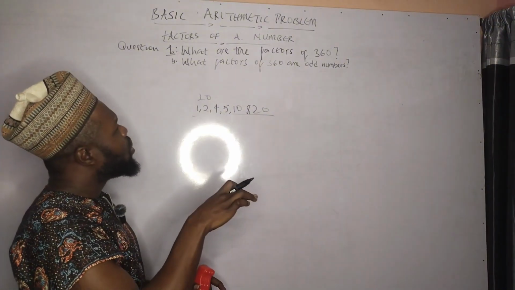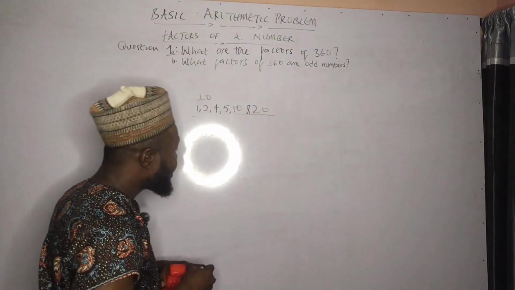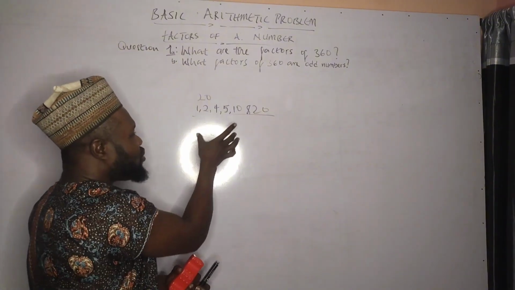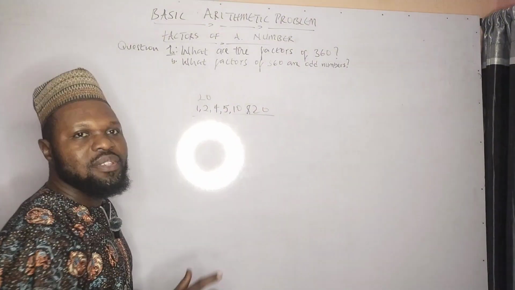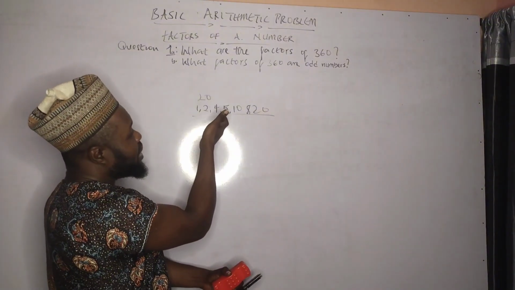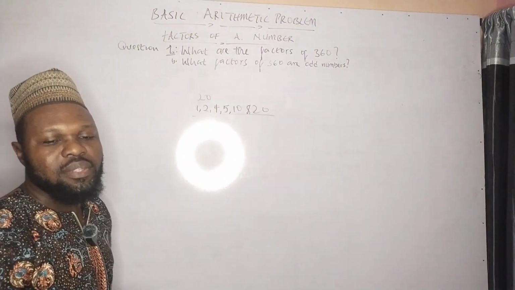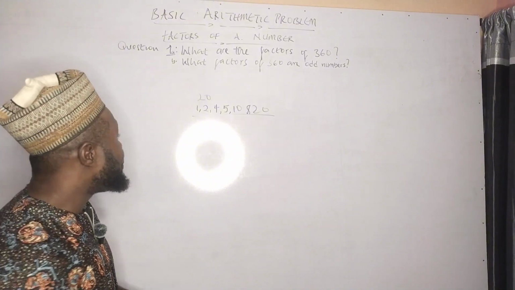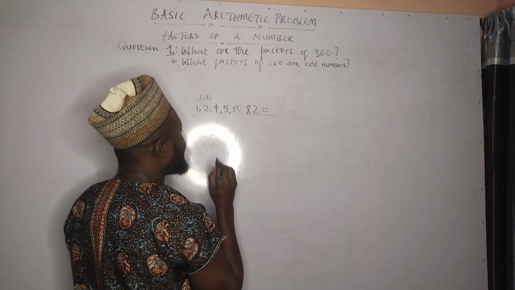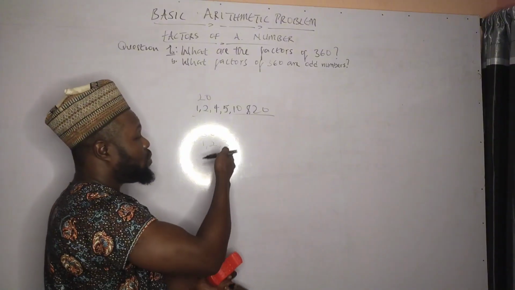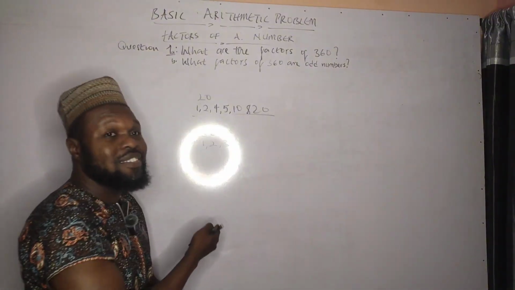But in a situation whereby you have a big figure like this, 360, it cannot be easy to find the factors of 360 the way we find the factors of 20. The reason why it is easy for us to find the factors of 20 is because it is relatively a small number. It will be difficult for someone to start saying 1 is a factor of 360, 2 is a factor of 360, 3 is a factor. You are likely to make a mistake before you find all of them, because the factors of 360 are just too many.